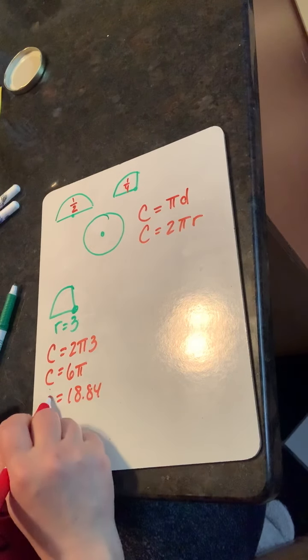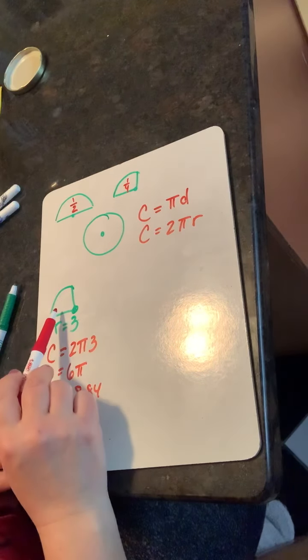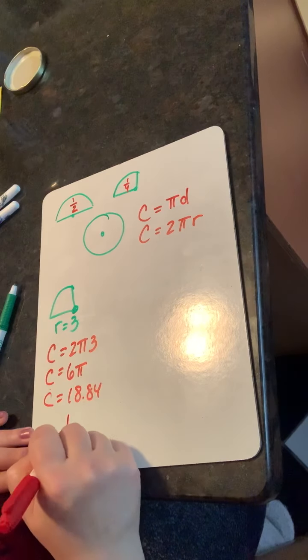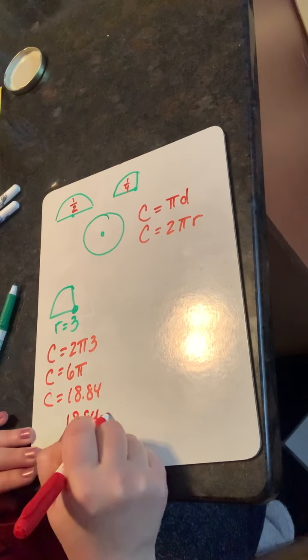This is the circumference for a full circle. Since I have a quarter circle, I have to divide this by 4.